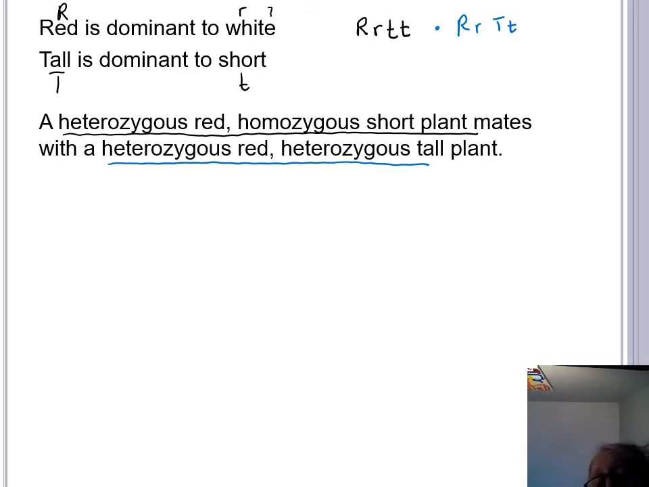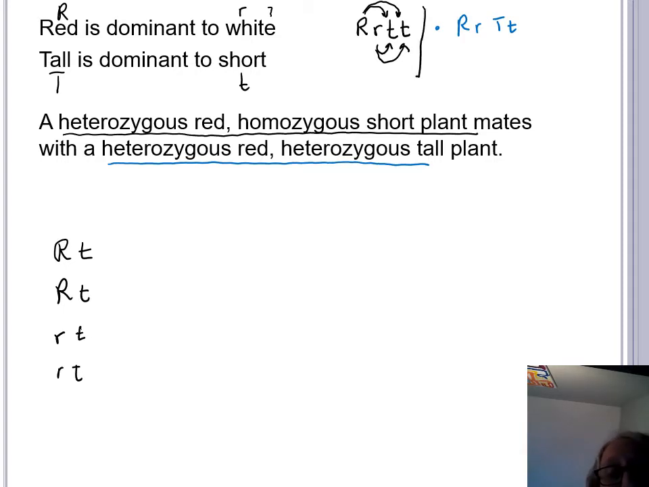We now have the two individuals, and we need to figure out what possible gametes they could produce. In order to figure out what gametes they can produce, we're going to do FOIL: big R, little t, big R, little t, little r, little t, little r, little t. So that first individual can produce the following gametes. Note that when I was figuring out what gametes that individual can produce, I was just focusing in on what that individual could produce.